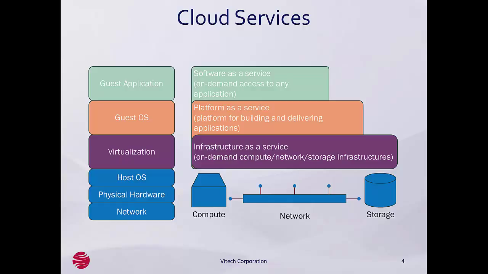Typically, the services are grouped into three categories, as shown on the right-hand side of the slide. With infrastructure as a service, the user procures on-demand computing, network, or storage infrastructure. With platform as a service, the user procures a platform with the operating system of their choice, which can be used for building and delivering applications. With software as a service, the user procures access to an application.